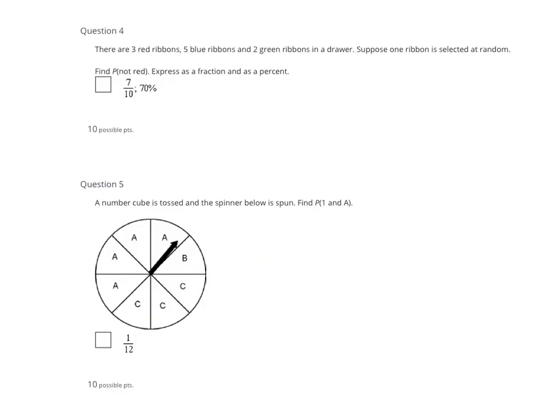Question 4 is a good example of a complement. We have 3 red ribbons, 5 blue, and 7 green. So it looks like we have 10 ribbons in total. Suppose one ribbon is selected at random. What's the probability of not getting a red? Well, not getting a red clearly is getting a blue or a green. So that's where the 7 out of 10 comes from for that one.